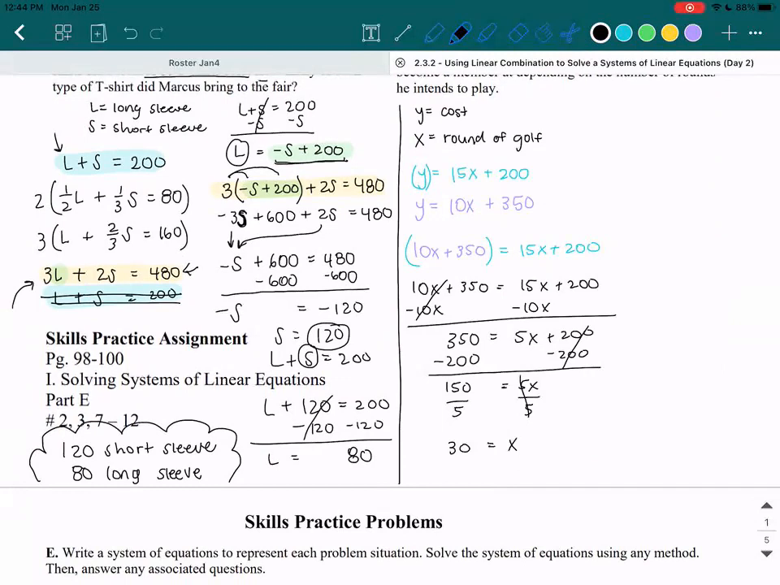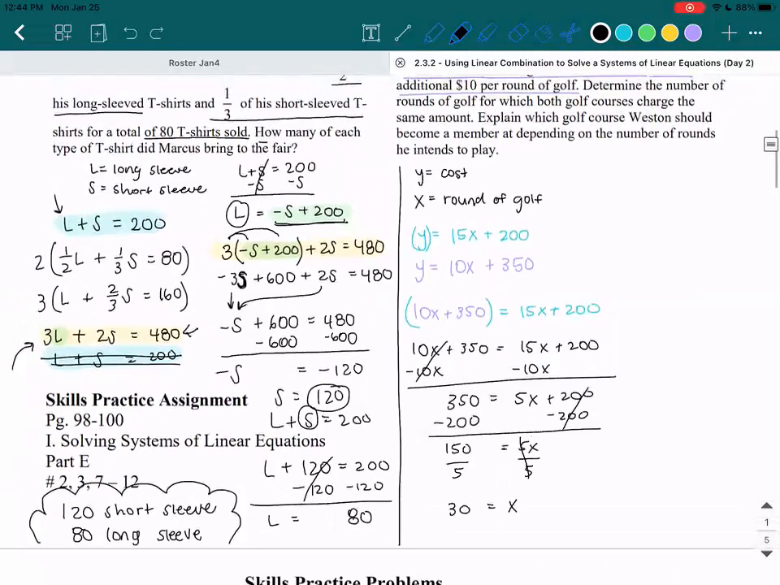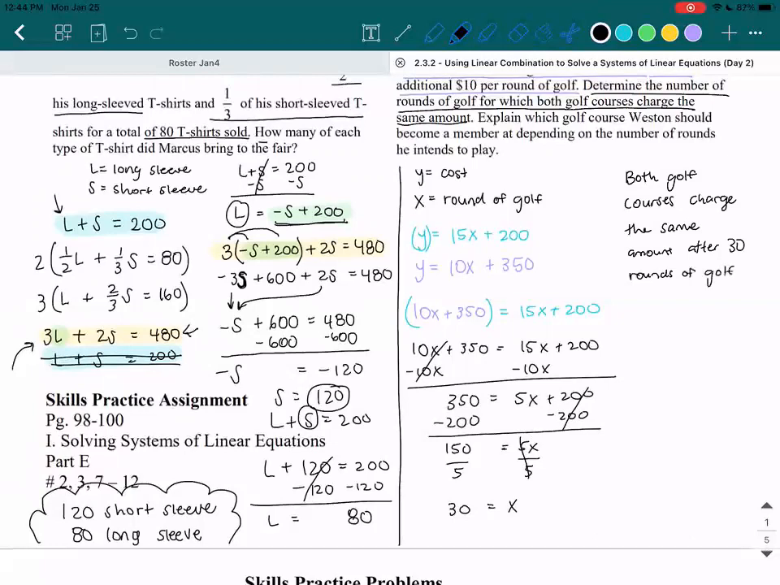What does 30x even mean? X is cats, x is dogs, x is what? X is rounds of golf, okay? So when it's asking, determine the number of rounds of golf for which both golf courses charge the same amount, let's write that out. Both golf courses charge the same amount after 30 rounds of golf. I'm going to put that in my bubble answer.